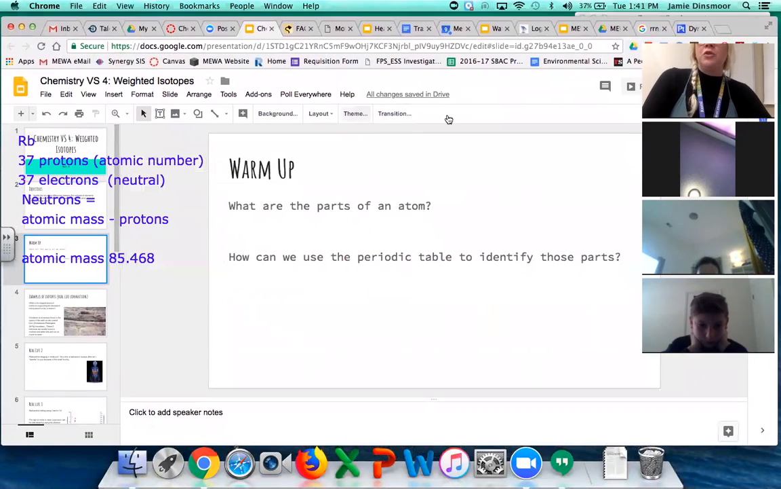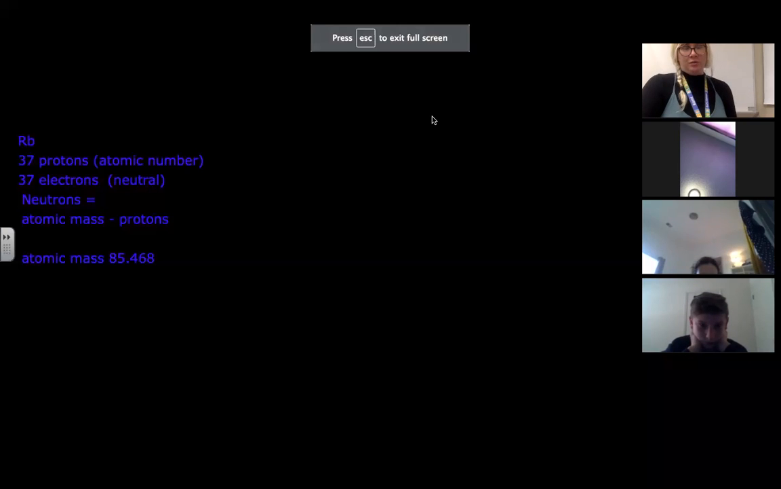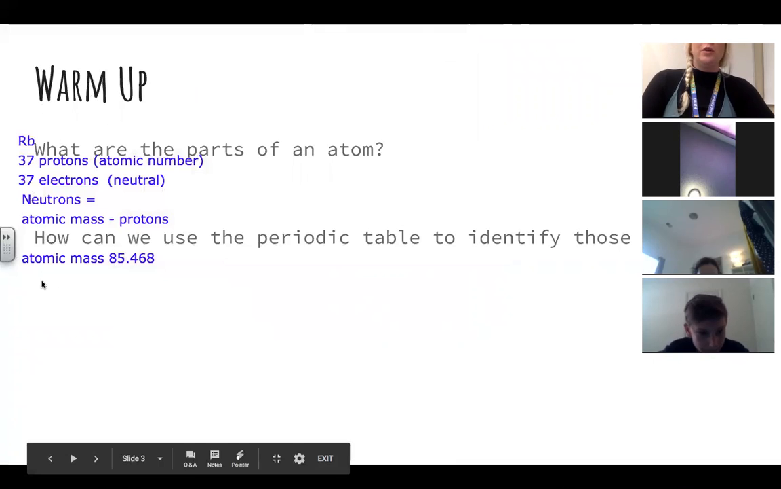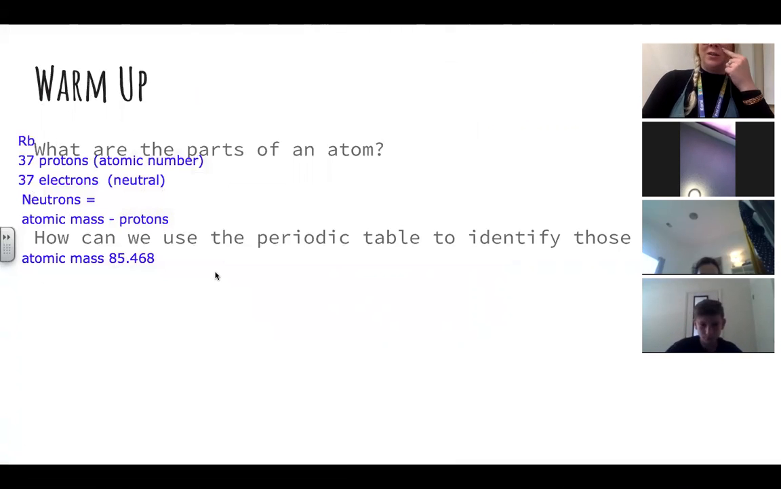But in this case, we have to do some subtraction, which is why neutrons are the hardest. So we know that neutrons are going to be our atomic mass minus the number of protons, because in an atom, our protons and our neutrons have pretty similar mass. They are the main portion of what makes up the mass of an atom. Electrons are very tiny, right? They have very small mass. Usually we neglect the mass of an electron, and we only focus on protons and neutrons.